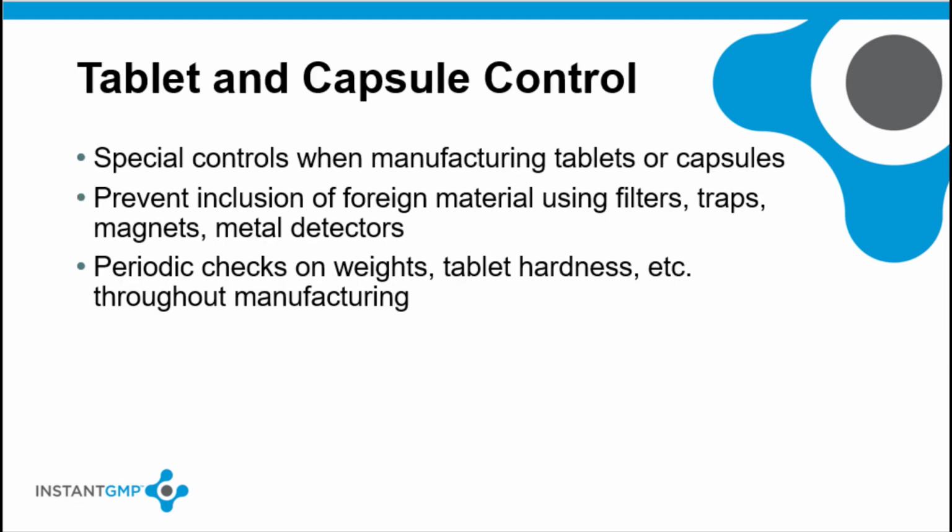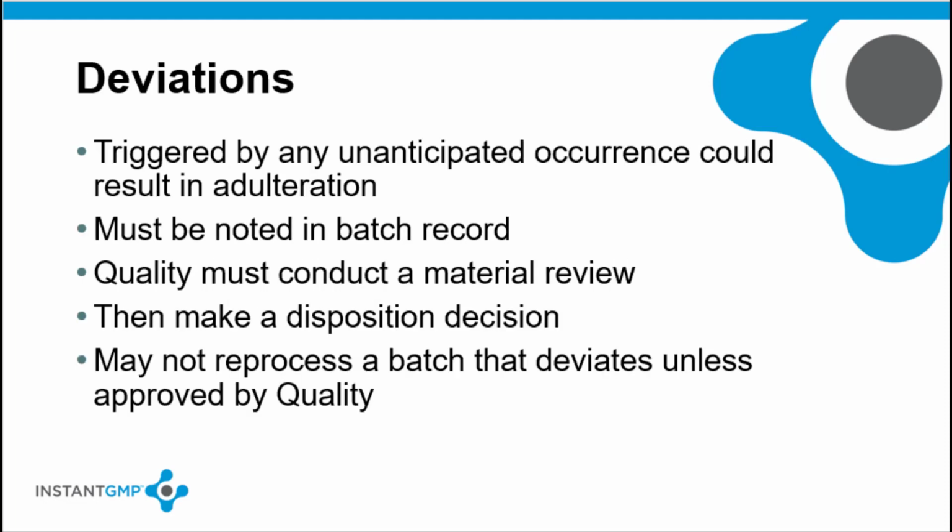Manufacturing processes for tablets and capsules should include the use of filters, strainers, traps, magnets, electronic metal detectors, or any other comparable means of preventing the inclusion of foreign materials from equipment or the environment in the product. Periodic weight checks of capsules and tablets should be performed, as well as checks for hardness and height for tablets, throughout the manufacturing process. GMP regulations require results of any crucial deviation or unanticipated occurrence be reviewed.